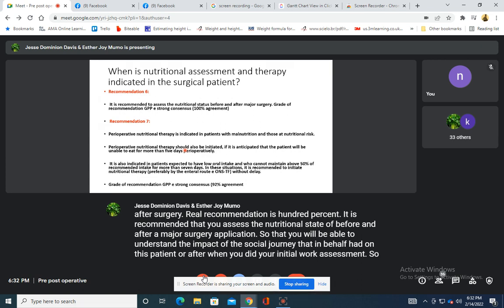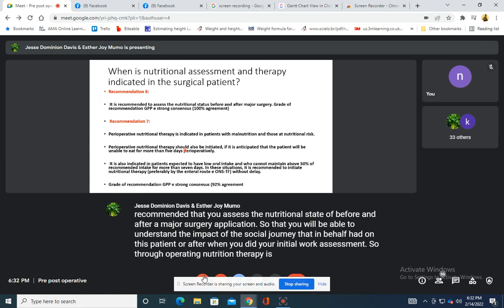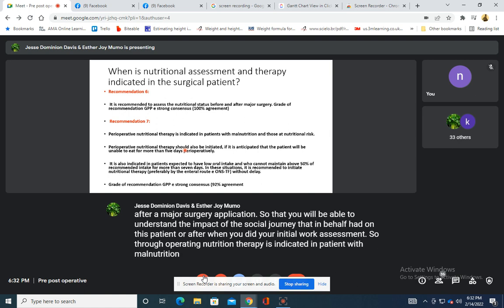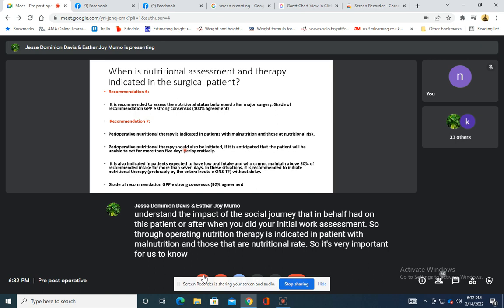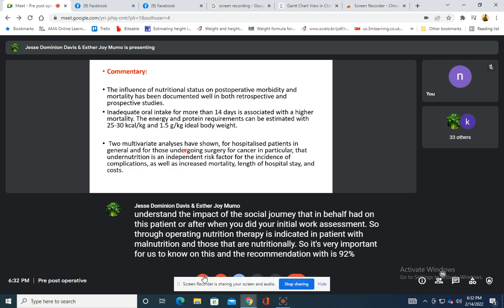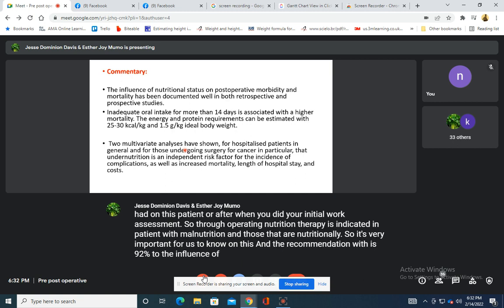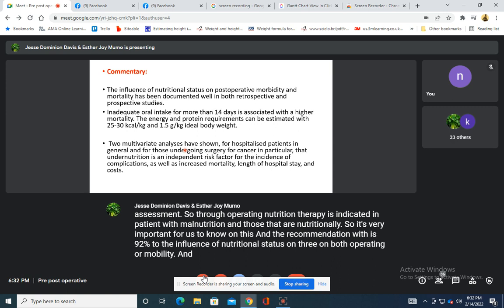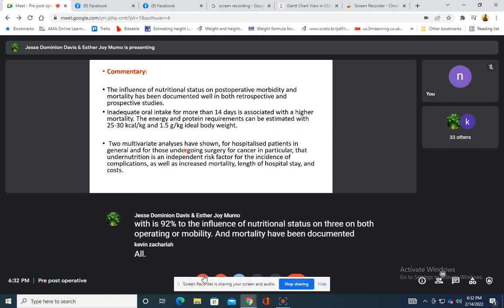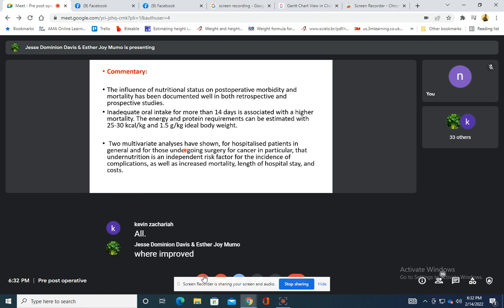So pre-operative nutrition therapy is indicated in patients with malnutrition and those that are at nutritional risk. So it's very important for us to know this. The recommendation rate is 92%. The influence of nutritional status on pre and post-operative morbidity and mortality has been documented well in both retrospective and prospective studies.